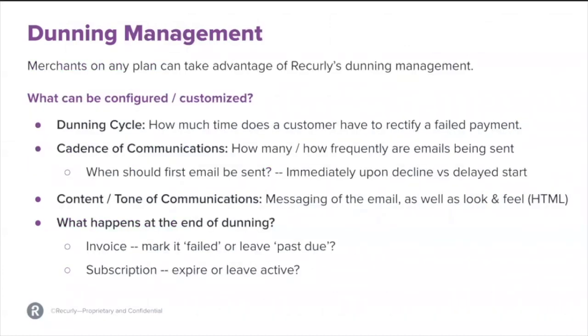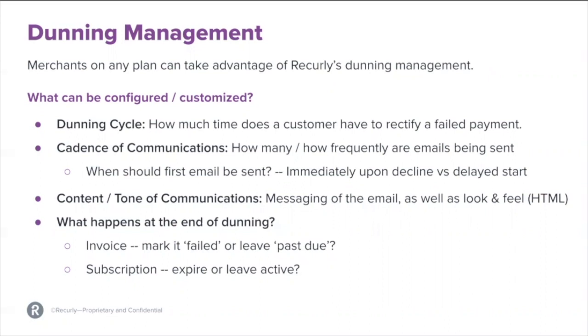Any Recurly merchant can take advantage of Recurly's dunning management system, customizing their dunning for their unique customer base. Creating a custom dunning campaign begins with setting the length of the dunning cycle or schedule. The length of the dunning cycle sets the amount of time a customer has to rectify a failed payment before action is taken. Within the dunning cycle, you can also customize the cadence of communications. This sets the number of email attempts as well as the email intervals or timing between emails being sent.